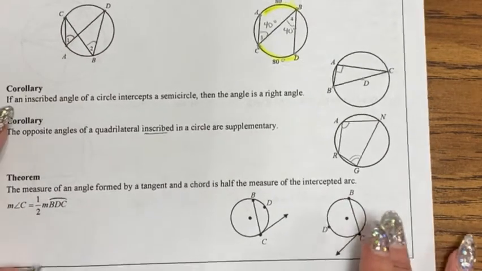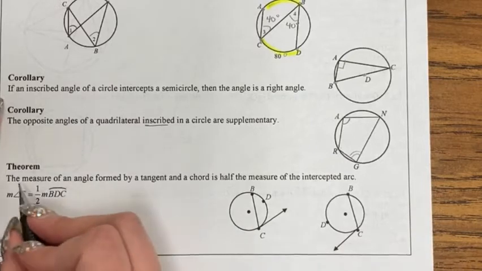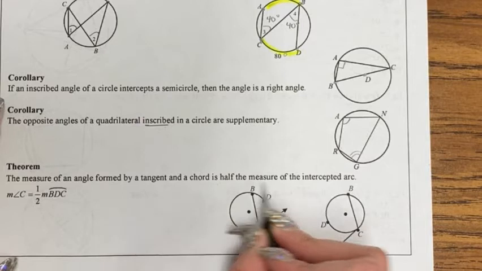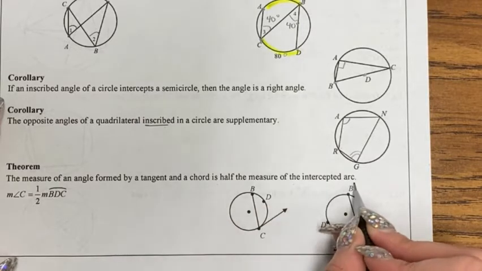And the last theorem that we have for today is that the measure of an angle formed by a tangent and a chord is half the measure of the intercepted arc.